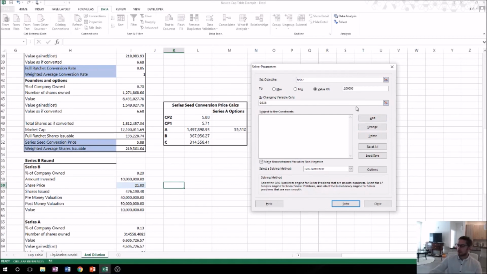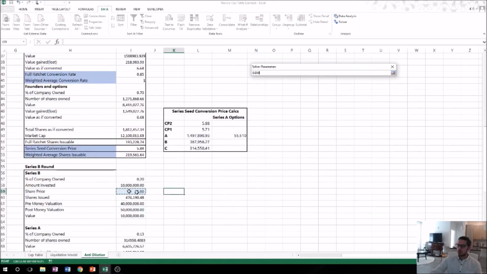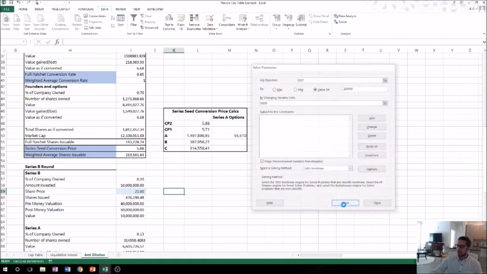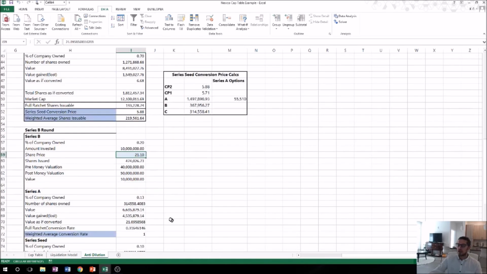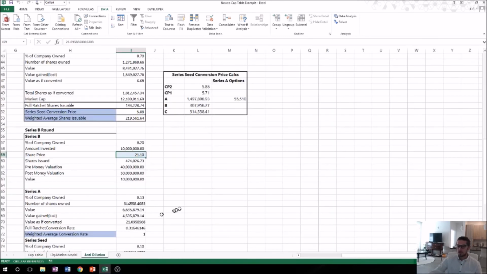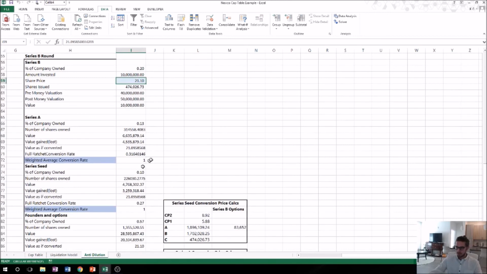So I'll just throw out a few zeros there. And then we want to do that by changing the share price cell. So we set the parameters, or the variable cell, as the share price cell. We click solve, and you see that we got $21.10 as our share price, which matches the share price from the cap table. That's because there's no dilution shares being issued or anything like that. All the shares are exactly the same. And so we know that is correct.